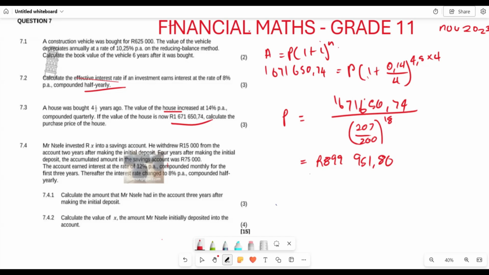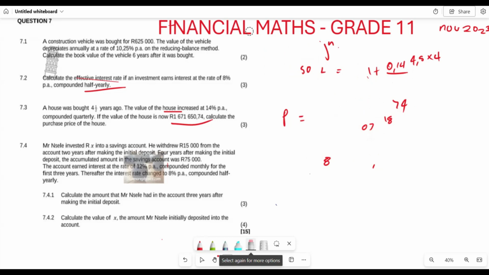Once again, let's look at what we are going to have. So let's look at 7.4. We've calculated this one, which is fine, and we've calculated here, which is correct. Now let's look at 7.4.